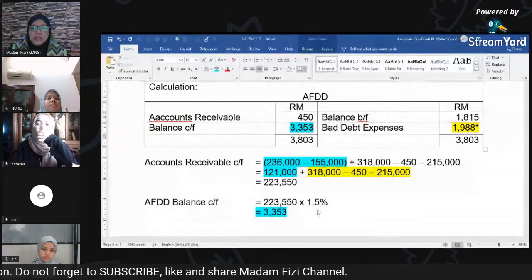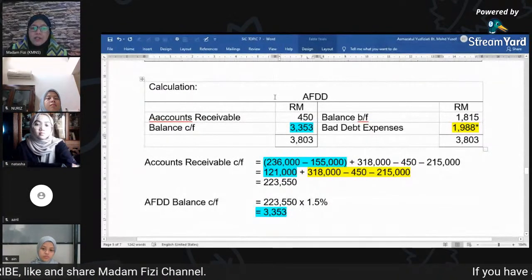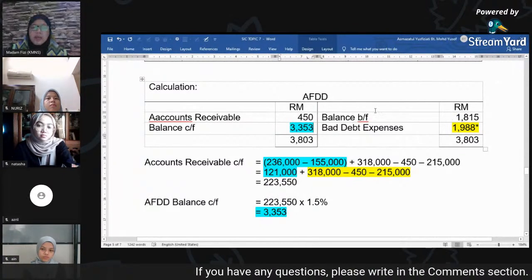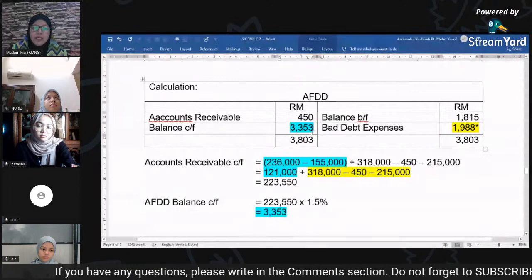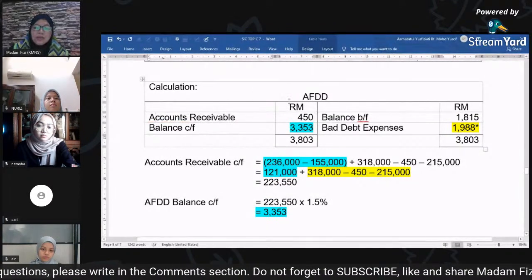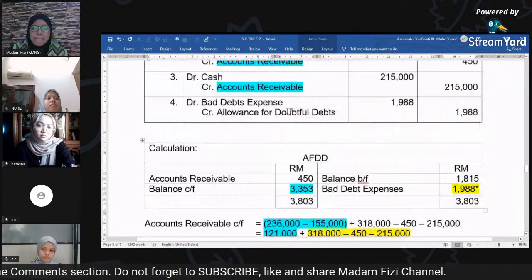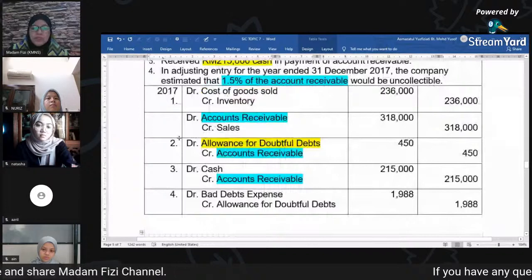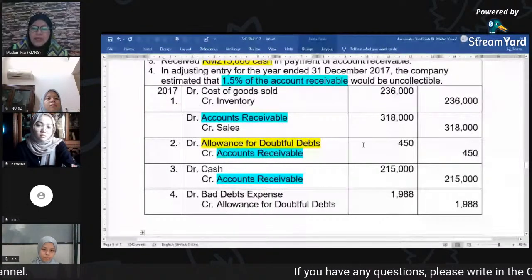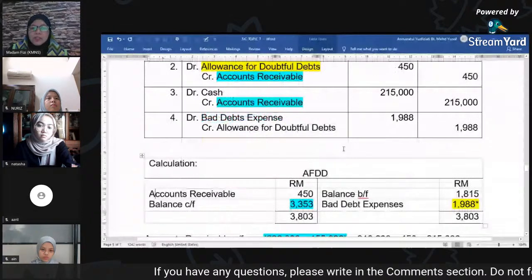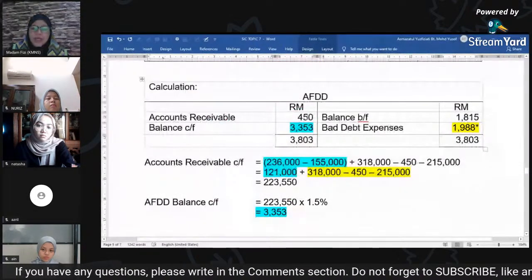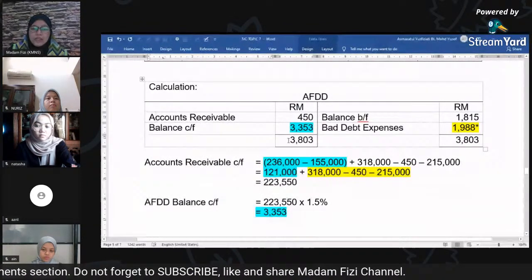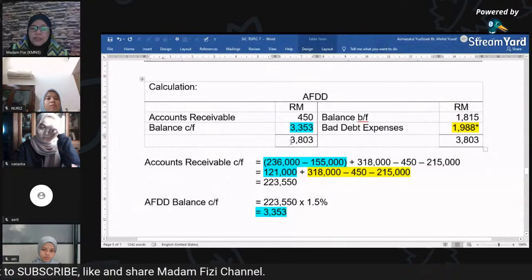Okay. Alright. So, for the AFDD account, we already know the balance brought forward and balance carry forward. Okay, and another one is 450 here. Journal at transaction 2, allowance for doubtful debt, 450 at the debit side. So, you put 450 at the debit side, that is accounts receivable. Okay, after that, you balance left and right, debit and credit, 3,803.